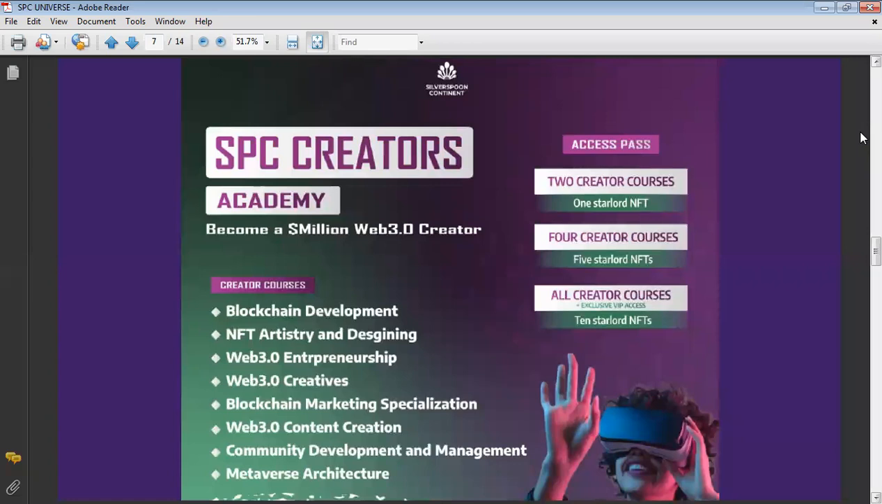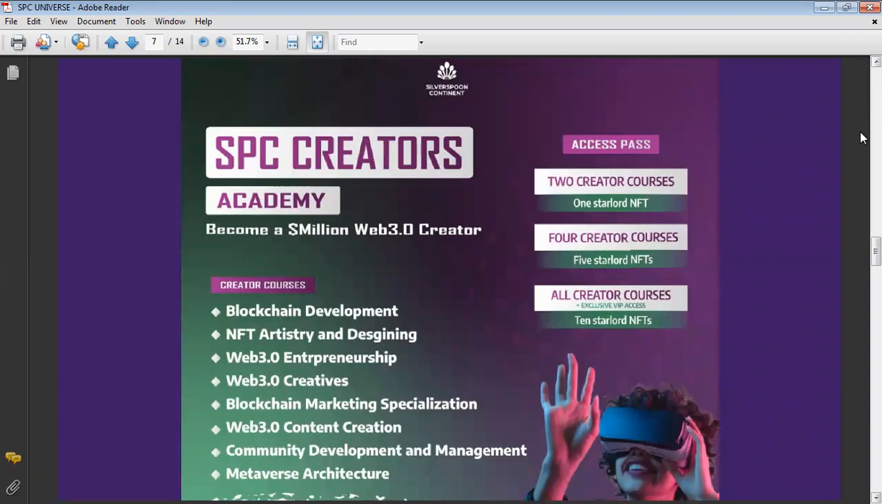These skills are valuable even at the moment, minus even learning them to build within our ecosystem. We have blockchain development, and we have NFT artistry and designing, which are for those that design the concept of the NFTs that you use. We have Web 3.0 entrepreneurship, for those that want to build, raise funds and bridge alongside Web 3.0. Web 3.0 creatives: we have influencers, models, dancers, actors, anything creativity. Blockchain marketing specialization is for those who want to learn to be marketing specialists for top blockchain companies and institutions.